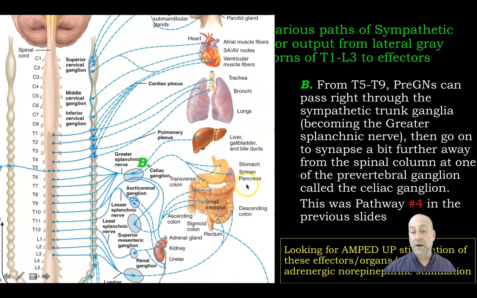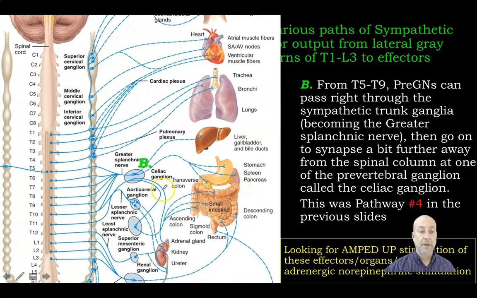Let's move down inferiorly to T5 to T9 now. So now we're moving down to T5 to T9. We're pinging those cell bodies in the lateral gray horn. We're sending motor output, preganglionic neurons. Remember, everything in solid blue is a preganglionic neuron. This time, T5 to T9, we are passing right through the sympathetic trunk ganglia, not stopping.